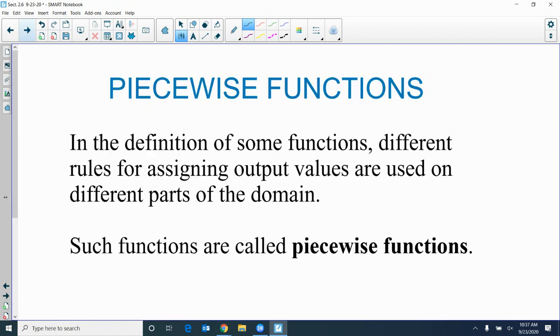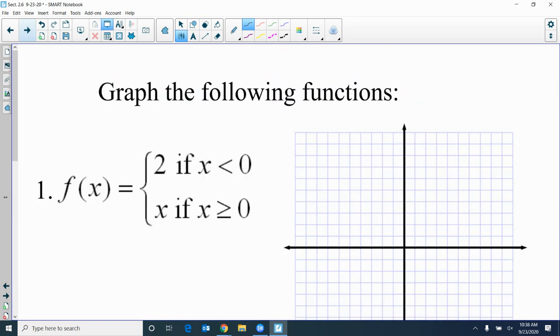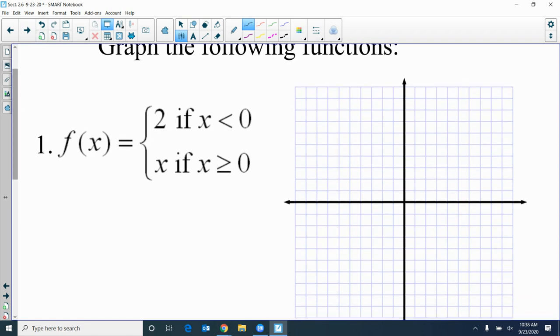All right, piecewise functions. We're going to deal with functions where, for certain values, you use one equation. For other values, you use a separate equation. Okay, we have to graph those together on one axis. It's called piecewise functions. That first one you have down there.